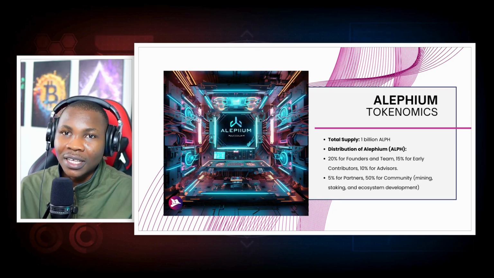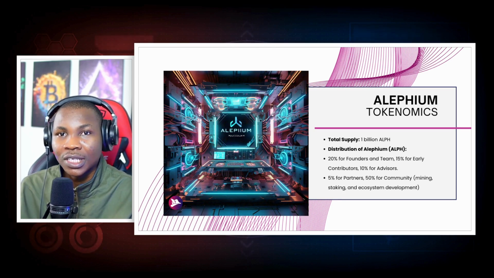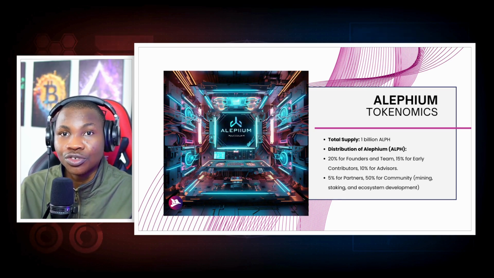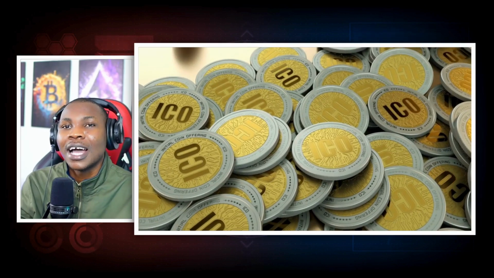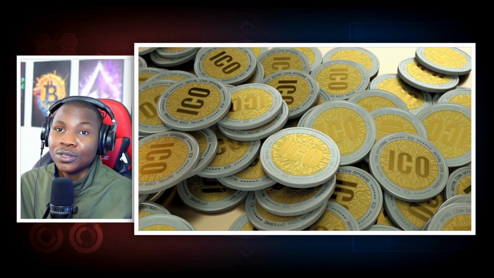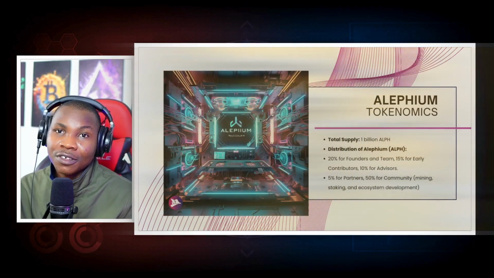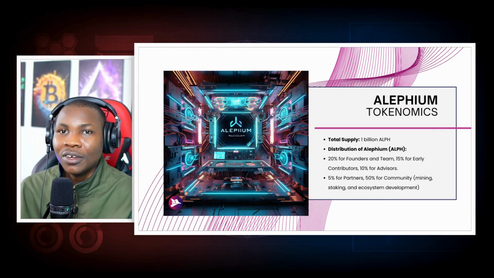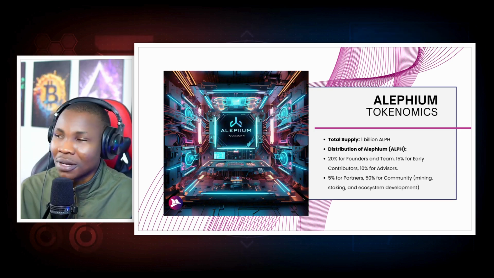So one thing you also need to understand about Alephium is its tokenomics. Tokenomics basically is about how the tokens of Alephium are distributed, shared, and used. Okay, the Alephium blockchain has about 1 billion ALPH. ALPH is the currency symbol of the Alephium blockchain. Alephium has 1 billion tokens available for distribution. That is the total supply, basically.